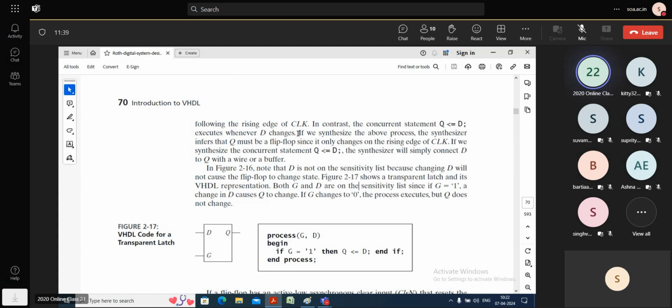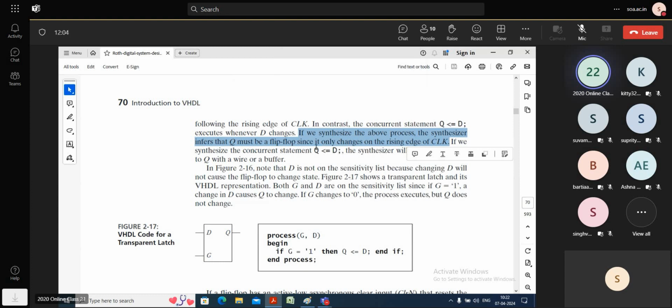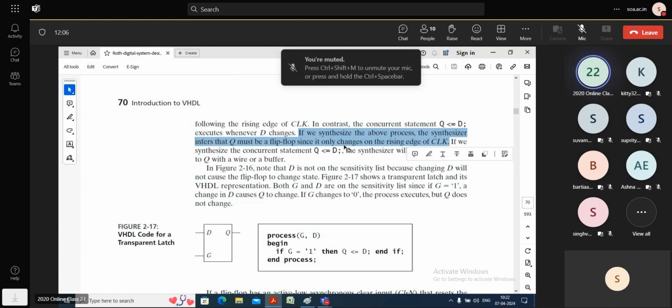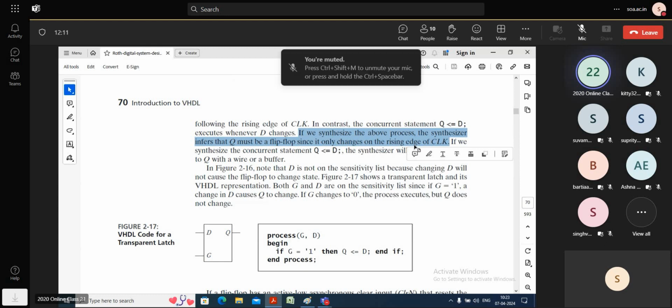So if we synthesize the above process, the synthesizer infers that Q must be a flip-flop. When the synthesis is done, the synthesizer will infer that Q must be a flip-flop, since it only changes on the rising edge of the clock. So as you know, in the case of a flip-flop, the value changes on the rising edge of the clock. So now the synthesizer will infer that Q must be a flip-flop whenever this statement is encountered.